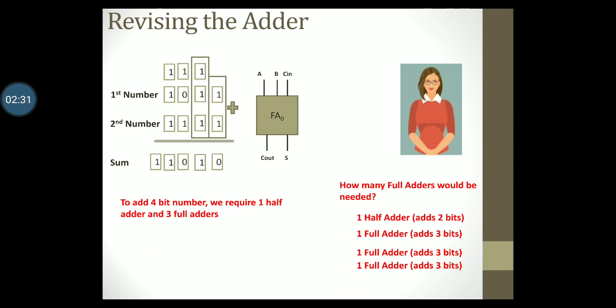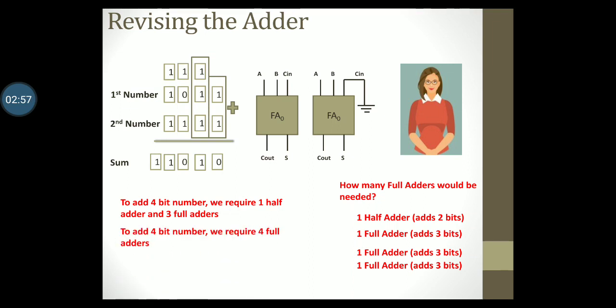However, if we make this modification to the full adder, that is, we ground the value of C in, essentially making a full adder behave like a half adder by forcing it to add just 2 bits A and B, we can now revise our conclusion that to add two 4-bit numbers, we can use 4 full adders. We can generalize and say that to add n-bit binary numbers, we require n full adders.